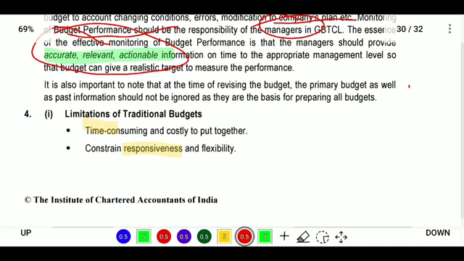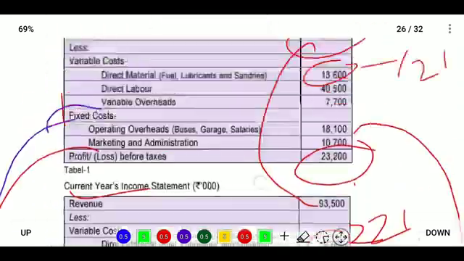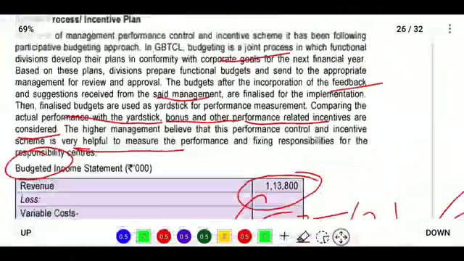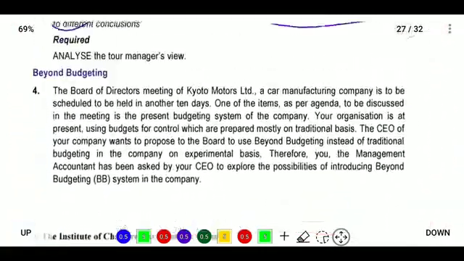It is also important to know that at the time of revising the budget, the primary budget as well as the past information should not be ignored, as they are the base for preparing our budgets. This is the case of question number 3. And now we will see question number 4. What is there in question number 4? Here this is question number 4.